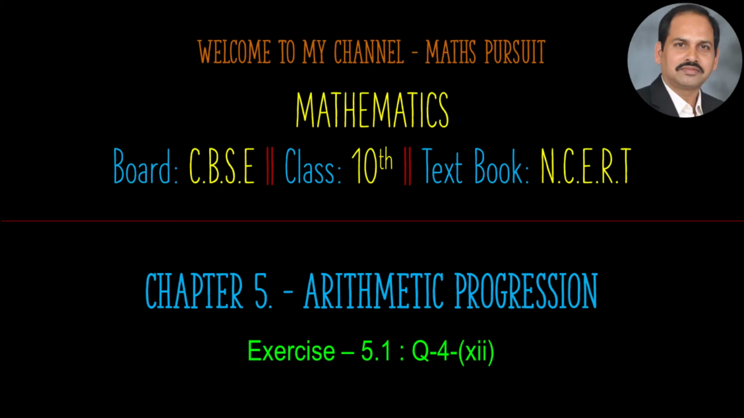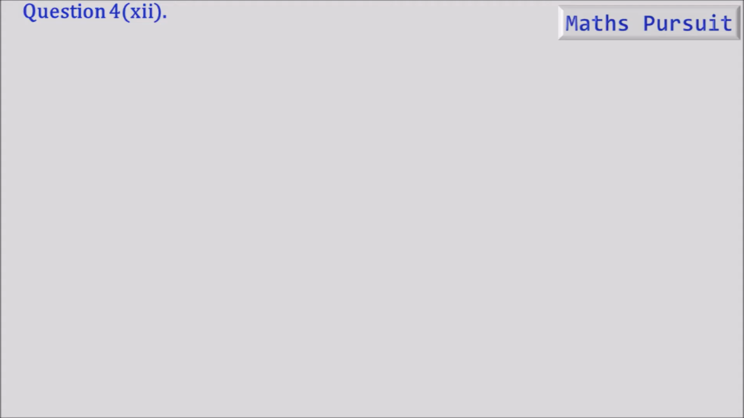Today we are going to look into exercise 5.1 question 4 bit 12 from chapter 5 called Arithmetic Progression. So let's see what exactly we have in question number 4 bit 12. Now moving to the question.